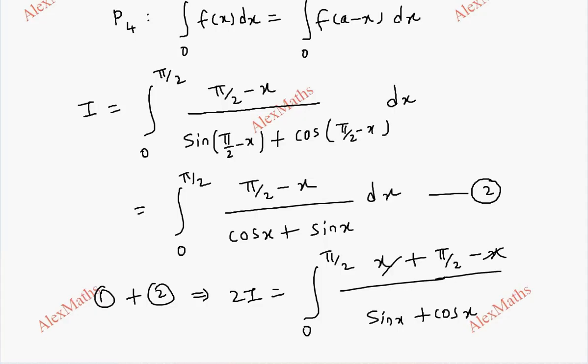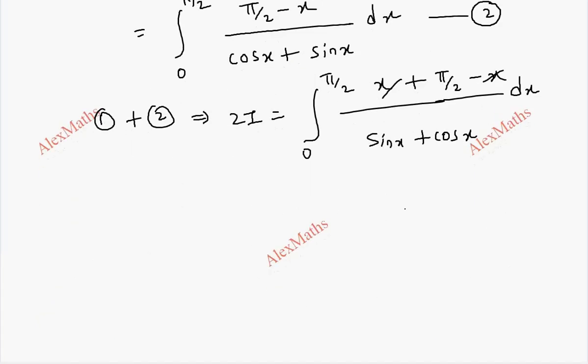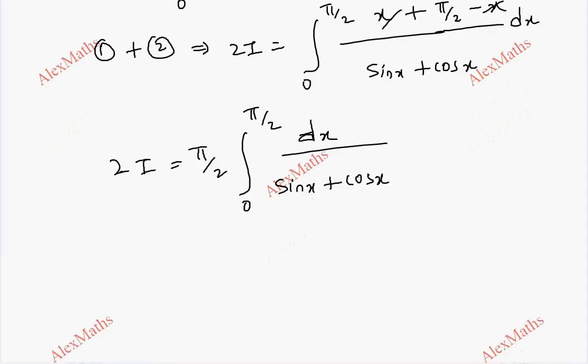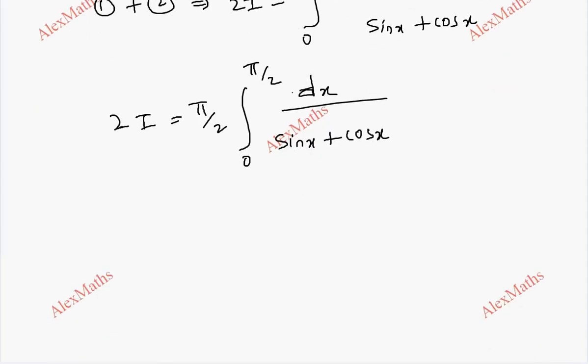So we can cancel this. We are left with only π/2, and then π/2 can be taken outside. So 2I equals π/2 times the integral from 0 to π/2 of dx by sin x + cos x. From this we have two or three methods to do. The easiest one among all is taking 1/√2 as a product here and 1/√2 as a product in the denominator, and it is 2I equal to π/2 times the integral from 0 to π/2.